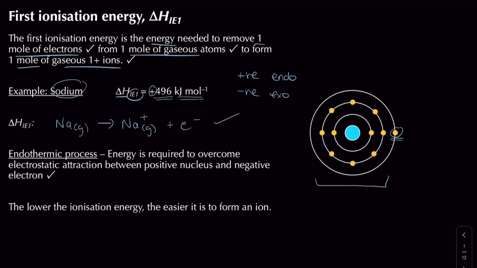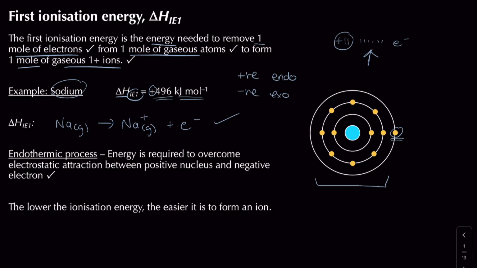If we look at this, we know we've got a nucleus for sodium that has a charge of +11, and that's going to be attracting the outermost electron, which is negatively charged. This attraction is electrostatic, and what we need to say is that we're breaking a bond here. From GCSE, you need to remember that breaking a bond is an endothermic process. So energy is required to overcome the electrostatic attraction. This attraction is electrostatic because it involves a positive charge attracting a negative charge, between the positive nucleus and the negative electron.